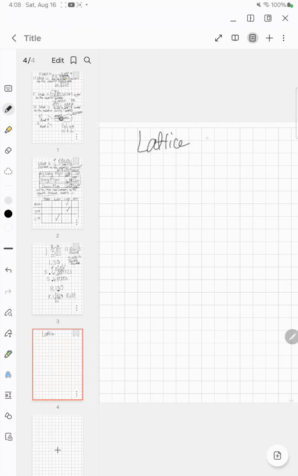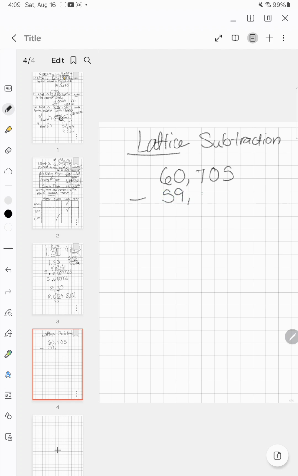Hey guys, we're going to talk about some lattice subtraction, which probably sounds weird, but just check it out. So let's just start with subtracting. I know it could be very offsetting if I said, let's say, 60,705 subtracted by 59,874. Well, with lattice, you separate it off place value still.